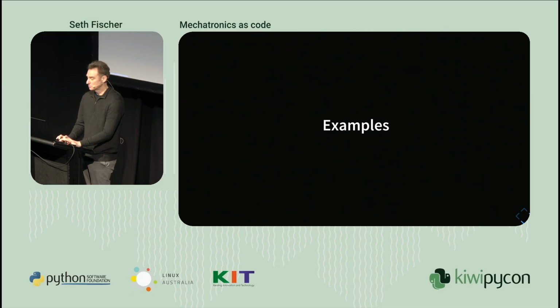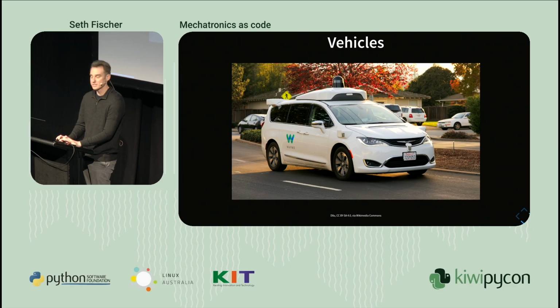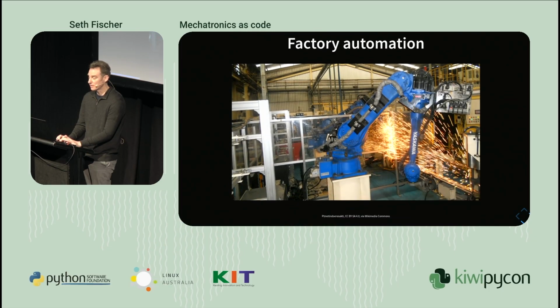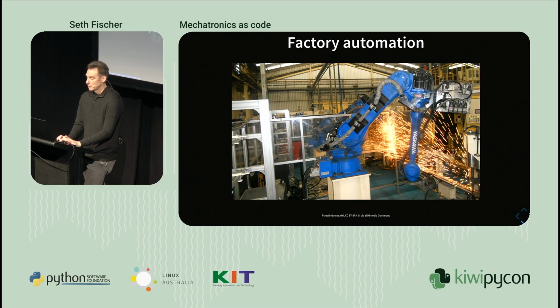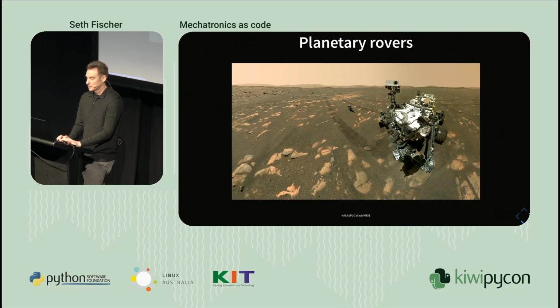So examples are all around us. Cars are full of sensors, actuators, and software. Not just robo-taxis, but all cars on the road, almost all. And within a car, there's subsystems which can be considered mechatronics, such as ABS, braking systems. Factory automation's a big one. Spacecraft and planetary rovers. It was actually the Mars Curiosity rover that got me into this, so I'll explain that later. And hobby robotics.